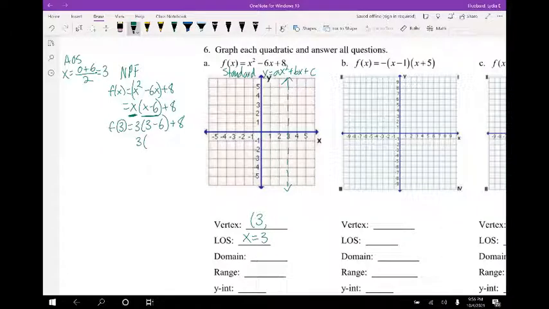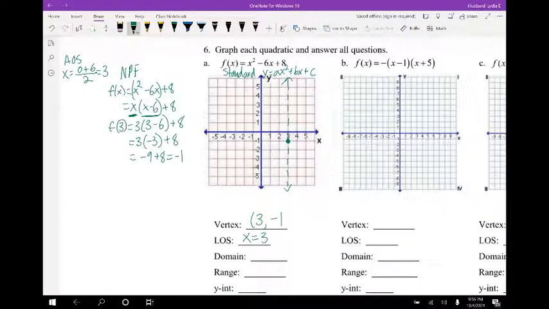So that's going to be 3 times a negative 3, because 3 minus 6 is a negative 3. 3 times negative 3 is negative 9, plus 8 will give us negative 1. So that means the y value of our vertex is negative 1. So we'll plot 3, negative 1.